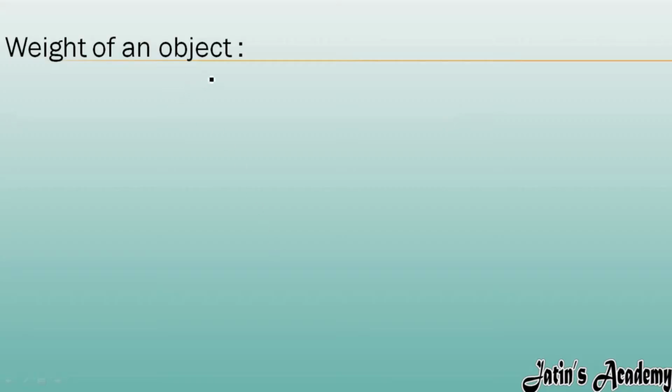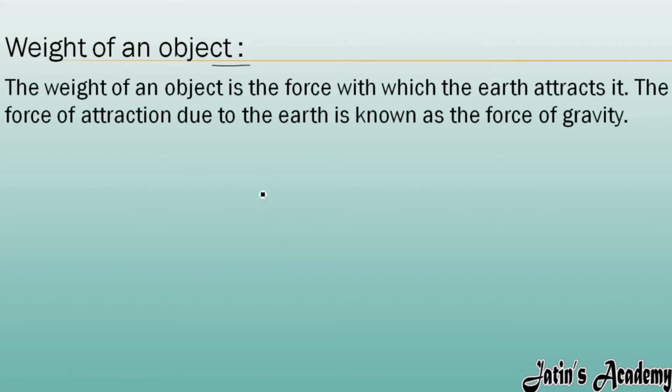Next topic we are having here, weight of an object. So what do you mean by weight of an object? The weight of an object is the force with which earth attracts it. For example, here I am having one ball.